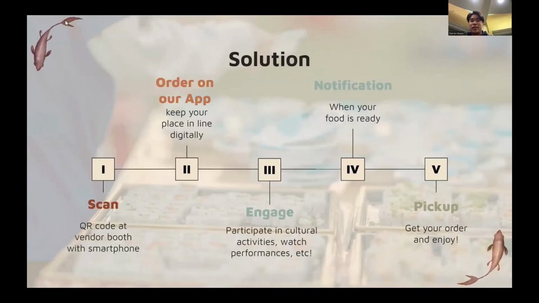So to look into our solution a little bit more, our idea is that you can order on the app in order to keep your place in line digitally, so you don't have to physically wait there. You can go and do something else. The idea is that you'll then scan a QR code at the booth, place your order, and then leave, and then you'll get a notification once your food is ready, so that you can then go pick it up. The benefit to this is that now you don't have to physically wait there. You can go and watch performances, attend a workshop, etc.